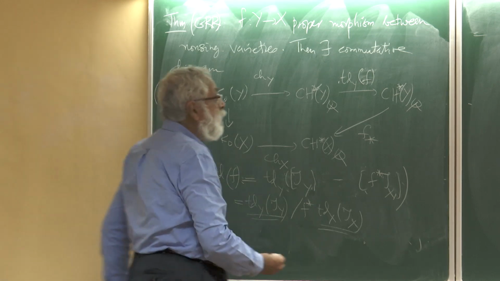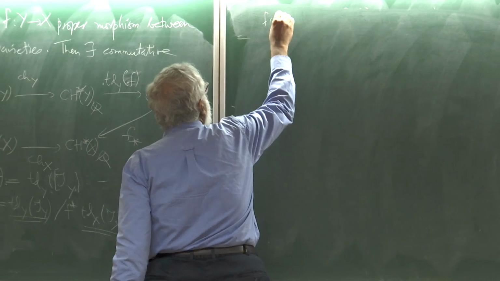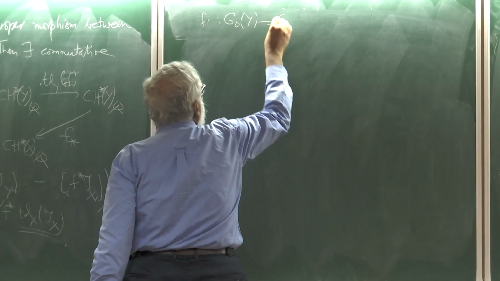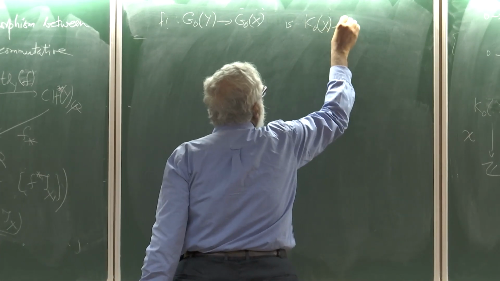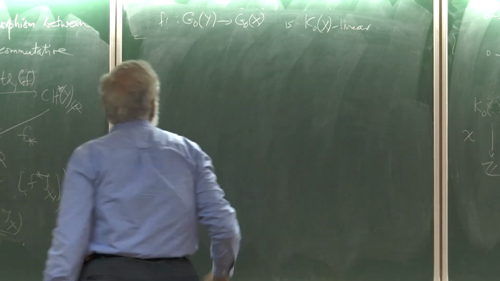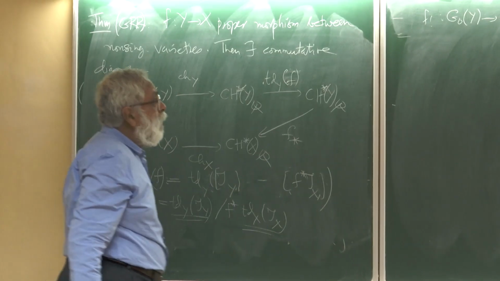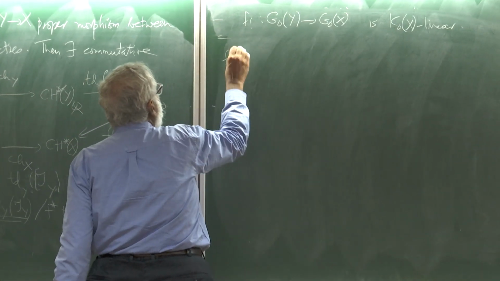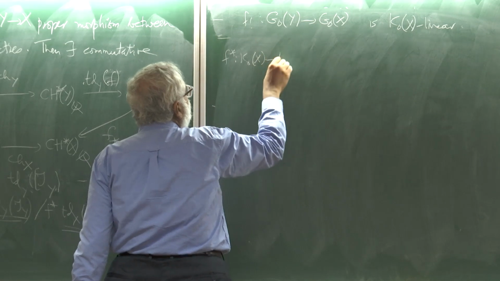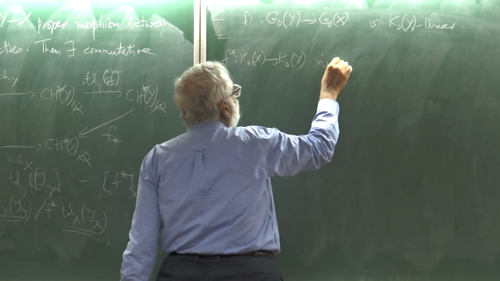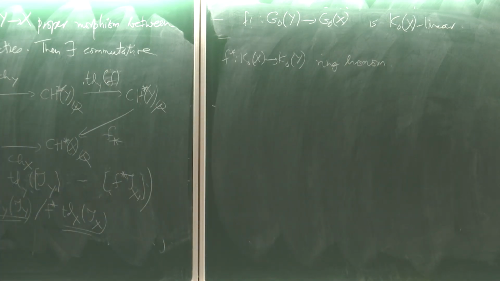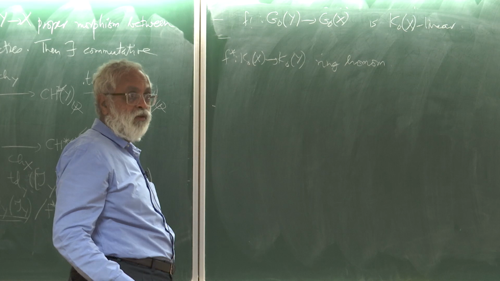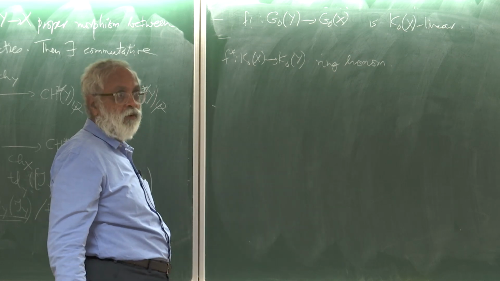Notice also, I should have said this, f lower star from G0y to G0x is K0x linear. I should make this remark. What does this mean? Remember, there's a map f upper star from K0x to K0y, a ring homomorphism. I should have said this too. It's not merely a ring associated to X, it's contravariant functorial for maps, like cohomology, like Chow rings in good cases. K0 is also contravariant functorial.